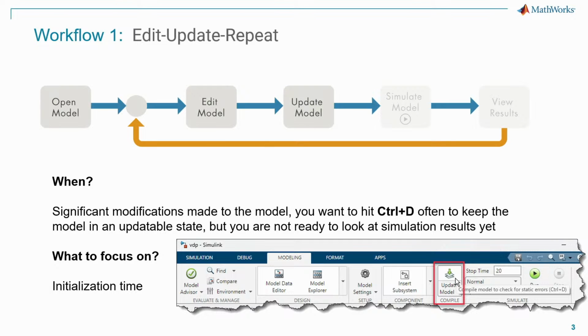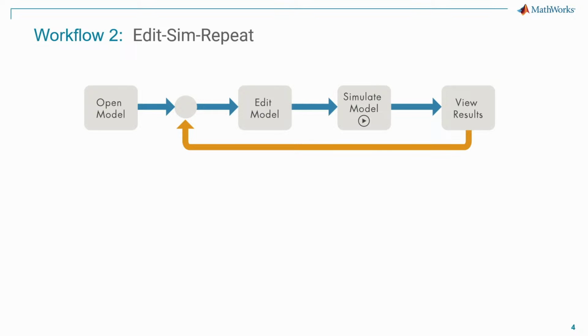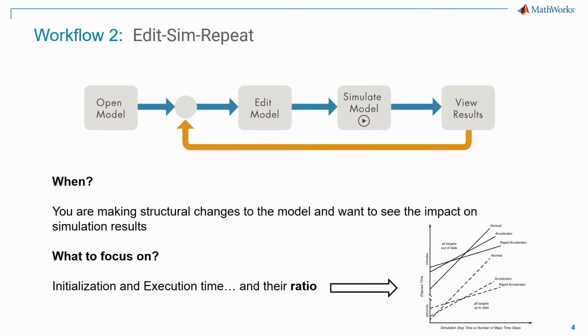You'll see as I move to the second workflow that those workflows are in order of the evolution of a typical project. The more a project evolves, the more the model becomes stable, and the more you can build on that to optimize things. So the second workflow is going to be edit, sim, repeat. That's probably the most common workflow that you all are familiar with.